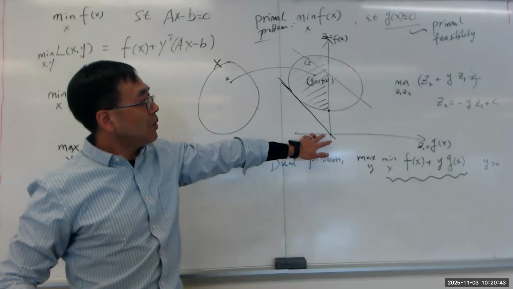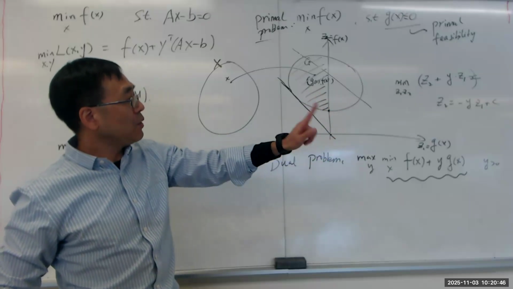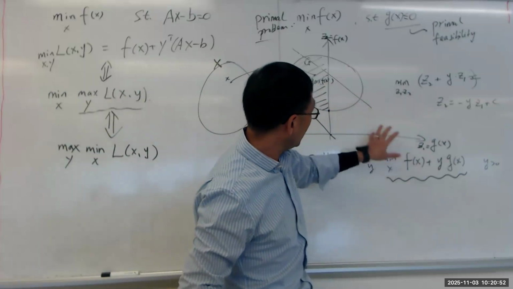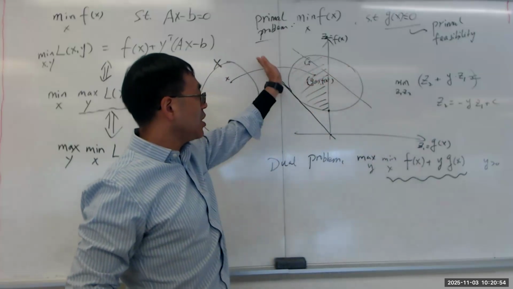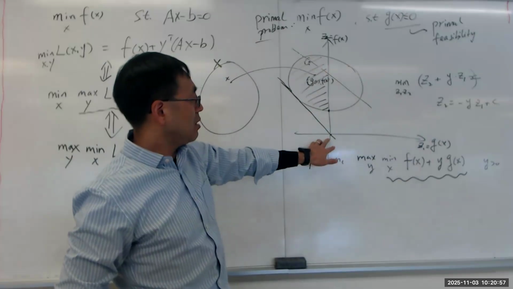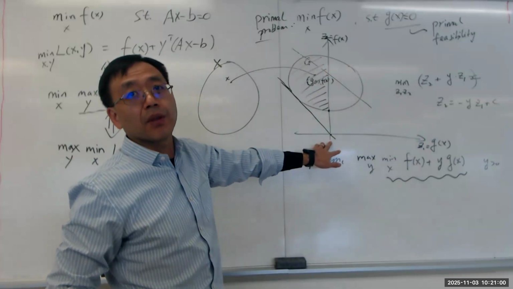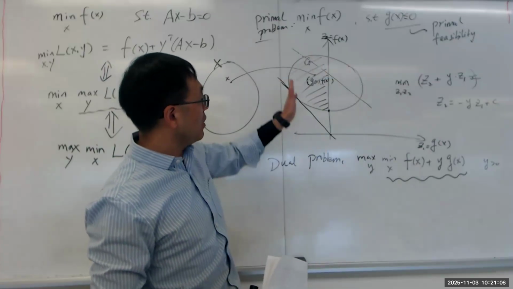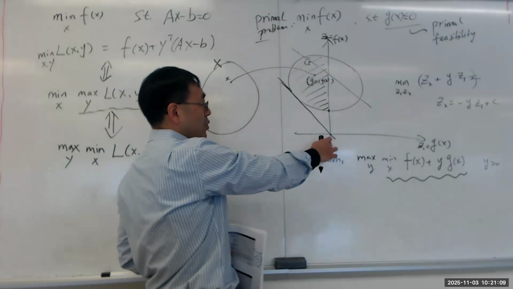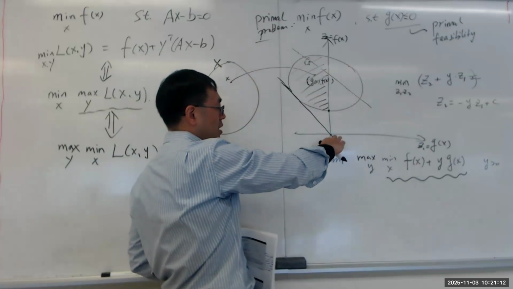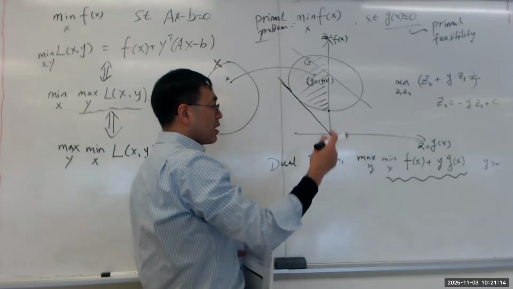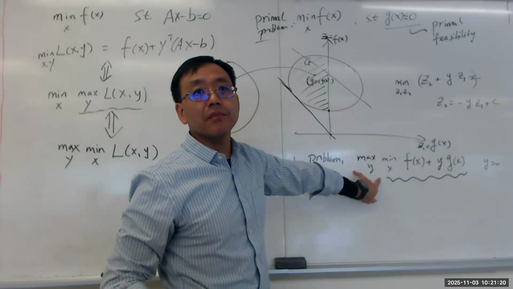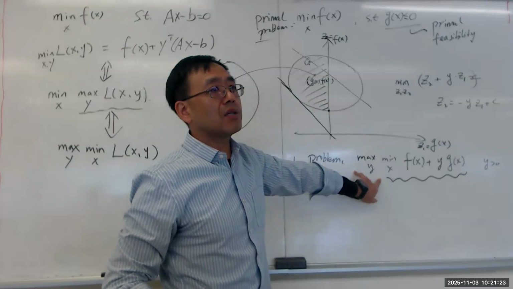So if y is given, this minimum is found by moving the line down until it is tangent to the feasible region, and its intercept is the minimum value. This is the first problem: given y, find the tangent line, and the intercept will be the minimum value. The next problem is what if you want to maximize over y? What will the value be?